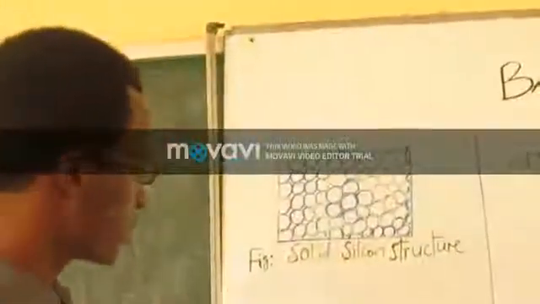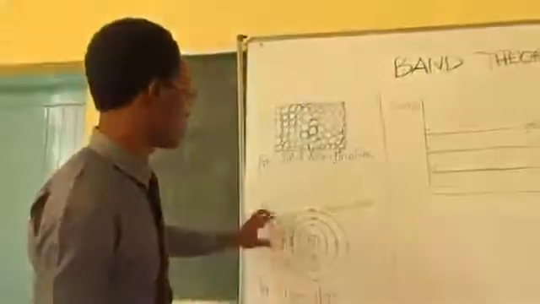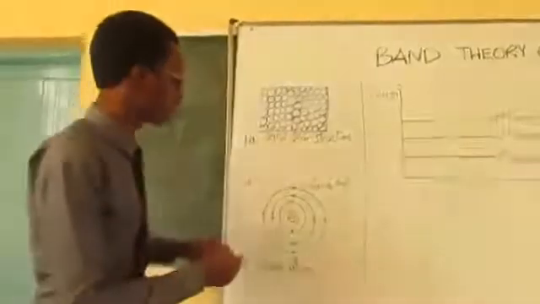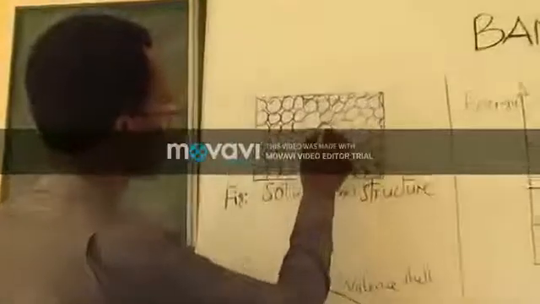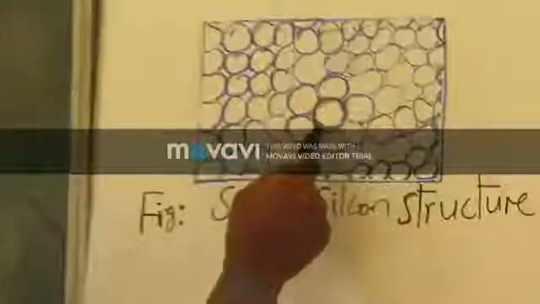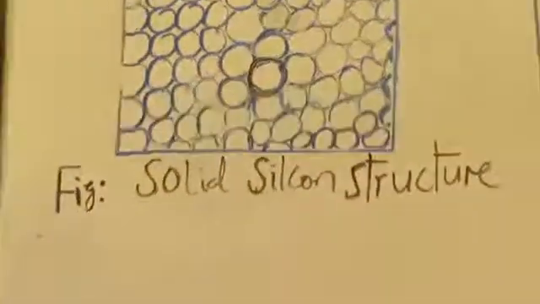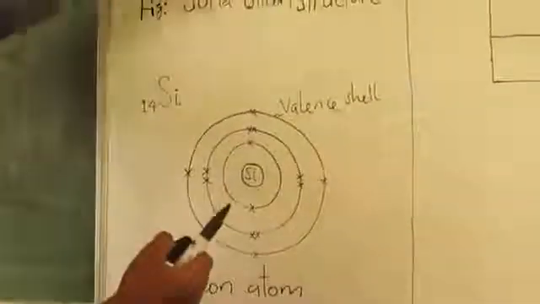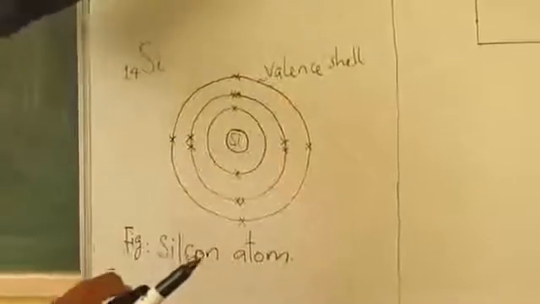And here is a single atom of silicon, which exists in isolation. If I isolate, for example, let's assume this to be an atom of silicon, and we have tried to draw it here. So this atom of silicon is in isolation. It is not influenced by other atoms within a crystal of silicon.